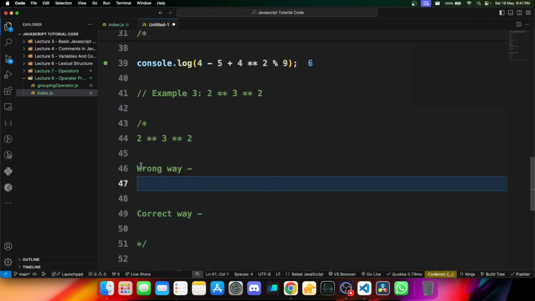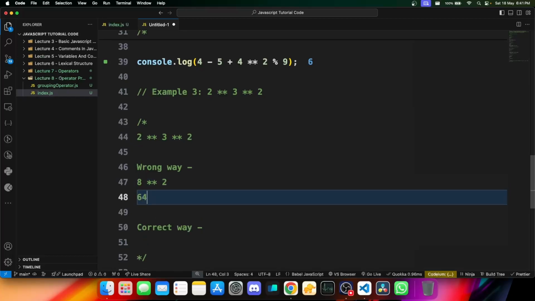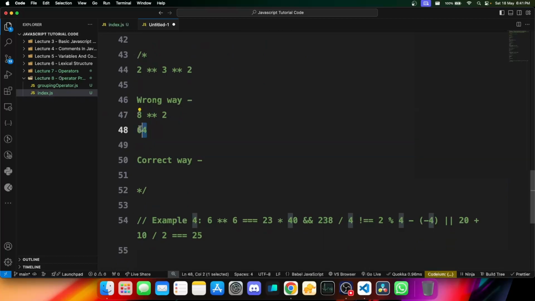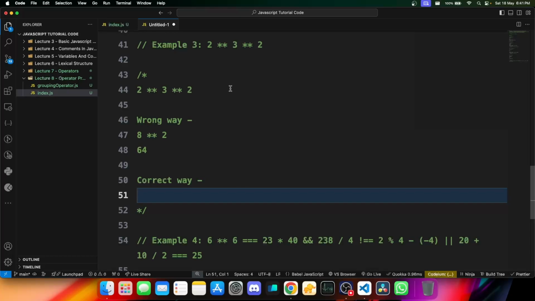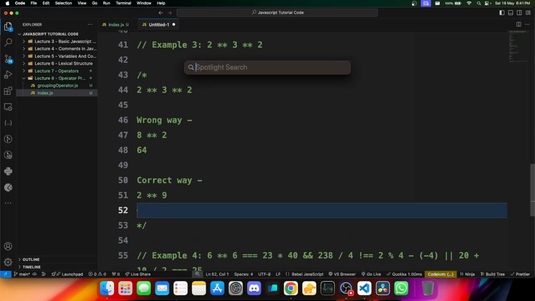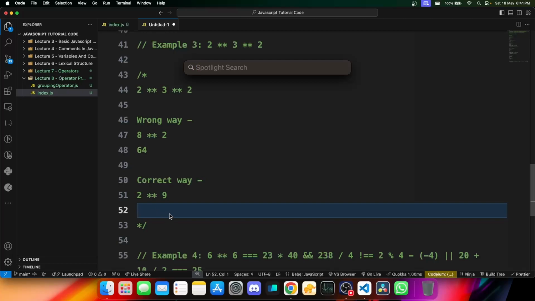Okay, so here I'm just going to start with the wrong way. So 2 to the power 3 would become what? It would become 8. And 8 to the power 2 would become what? It would become 64, right? So the final answer according to the wrong way should be 64. Let's try the correct way. The correct way would first of all solve 3 to the power 2, which is 9. So 2 to the power 9. Okay. Now what is 2 to the power 9? I would have to check. 2 to the power 9, it should be 500. Yeah, okay, 512. So that we got.